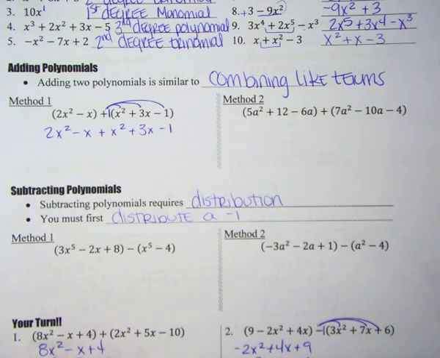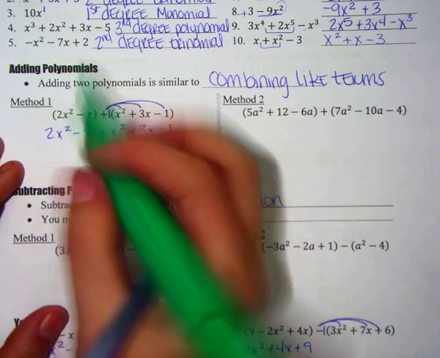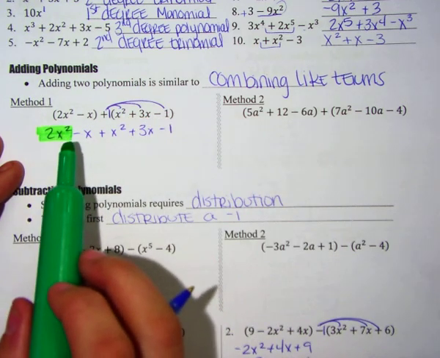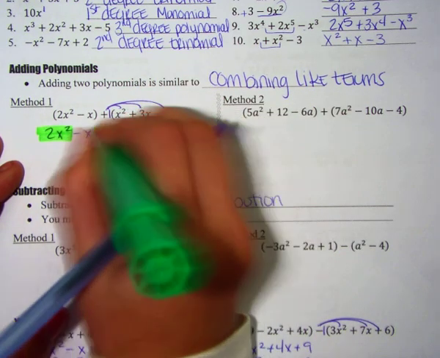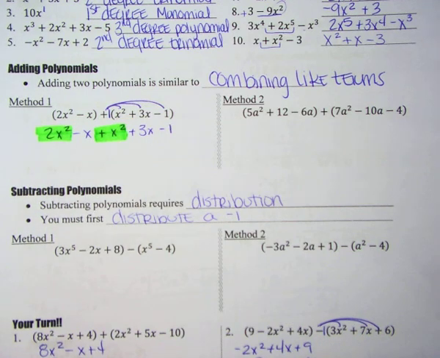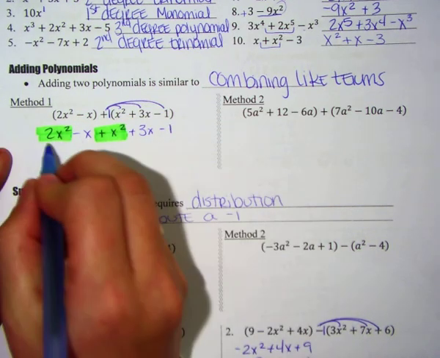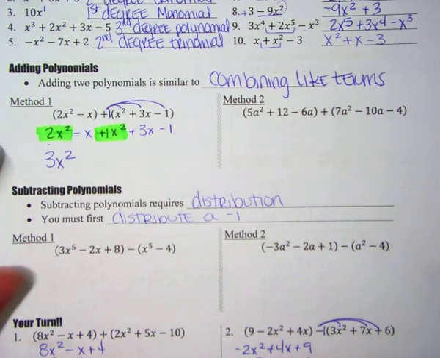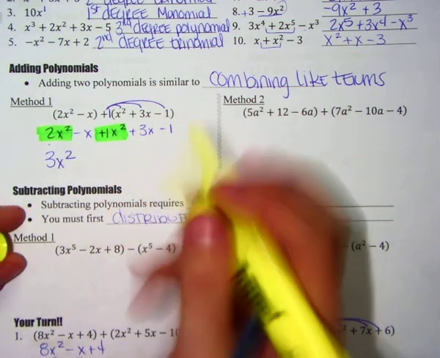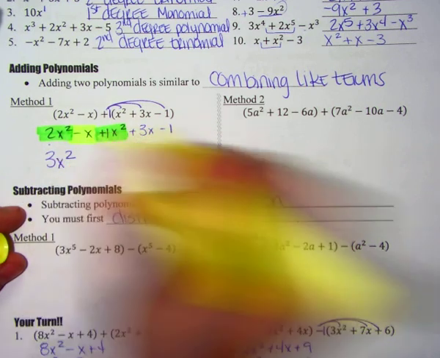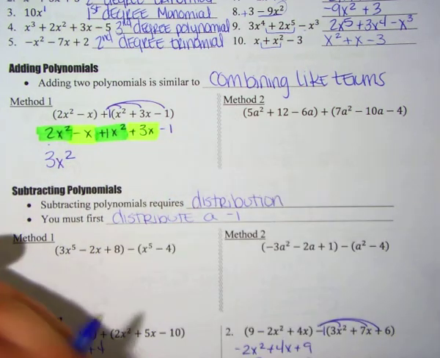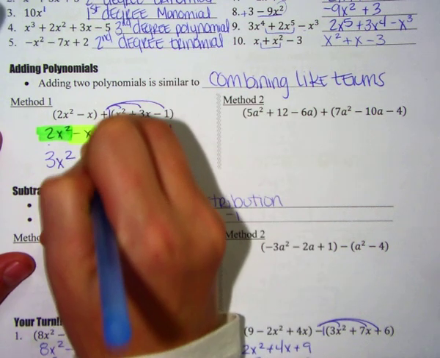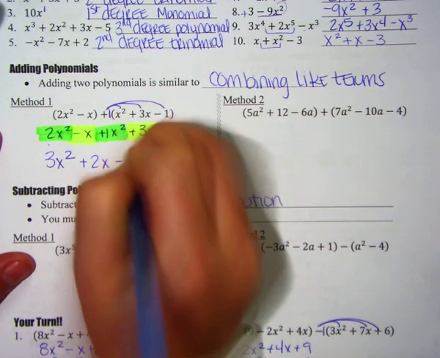And then to combine like terms, I'm going to either put a box or I'm going to highlight the like terms. This has an x squared, and so does this one. Notice I highlighted the signs as well. So 2x squared plus 1x squared is 3x squared. Then I'll move over to the x terms. Negative x plus 3x. Negative 1x plus 3x is a positive 2x. And then minus 1.